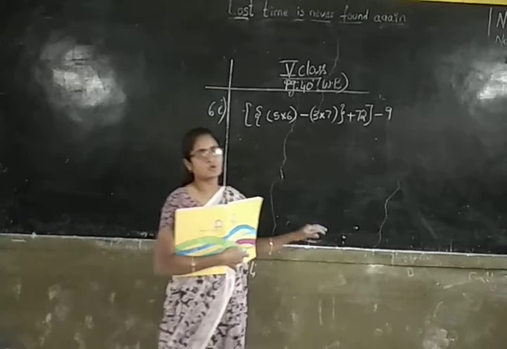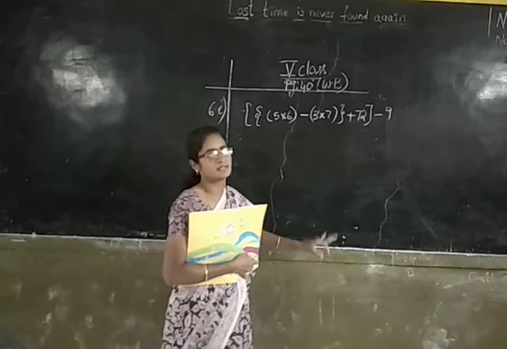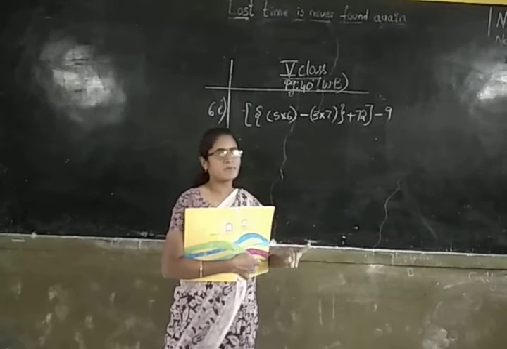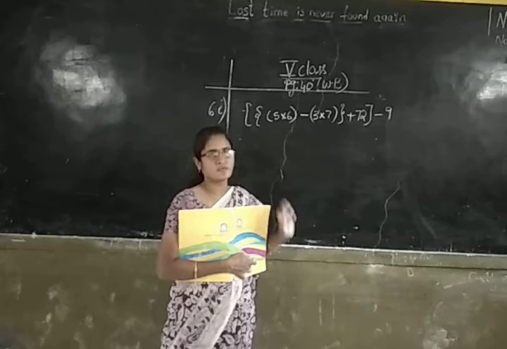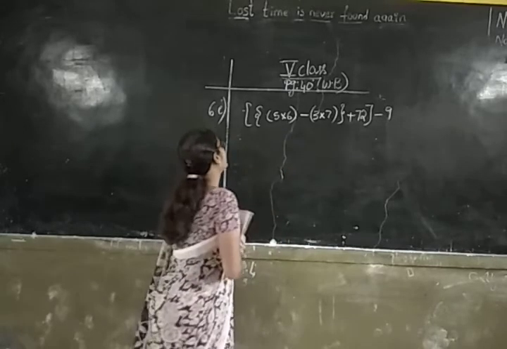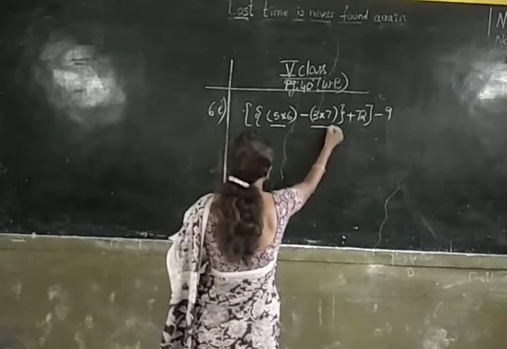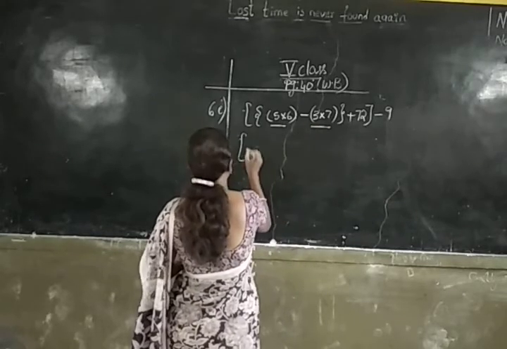According to the BODMAS rule, first we have to solve the terms inside the brackets. You know that there are three types of brackets: round bracket, curly bracket and square bracket. First we have to solve the terms inside the round bracket. So let us solve the terms inside the round bracket.